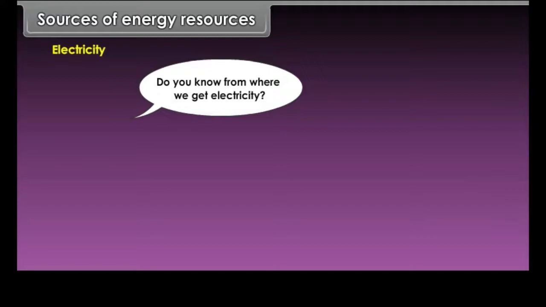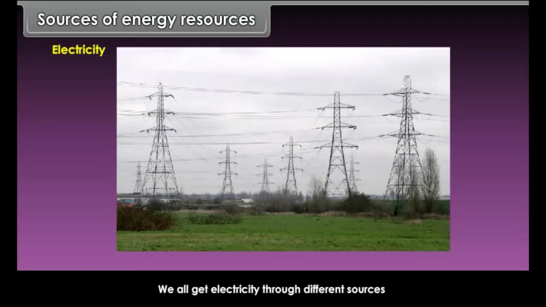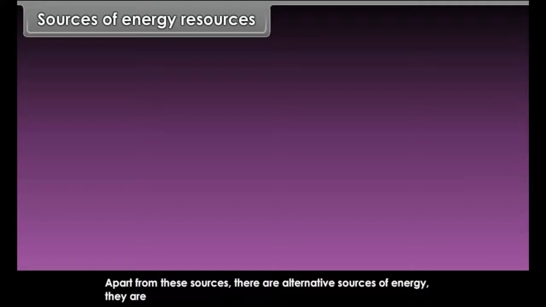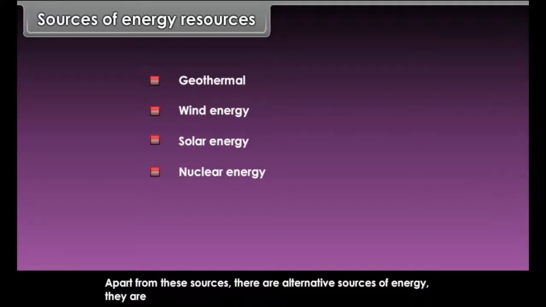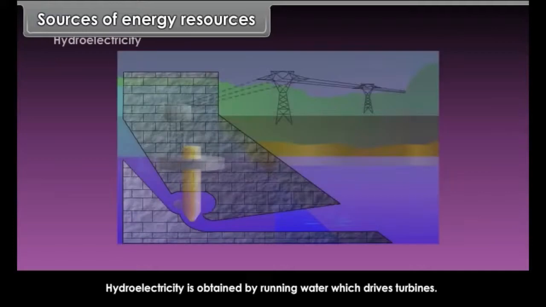Electricity. Do you know from where we get electricity? We all get electricity through different sources. In India, electricity comes from three sources: water, mineral fuels, and atomic minerals. Apart from these sources, there are alternative sources of energy. They are geothermal, wind energy, solar energy, nuclear energy, and tidal energy. Now, we will study these sources of energy in detail. Hydroelectricity.